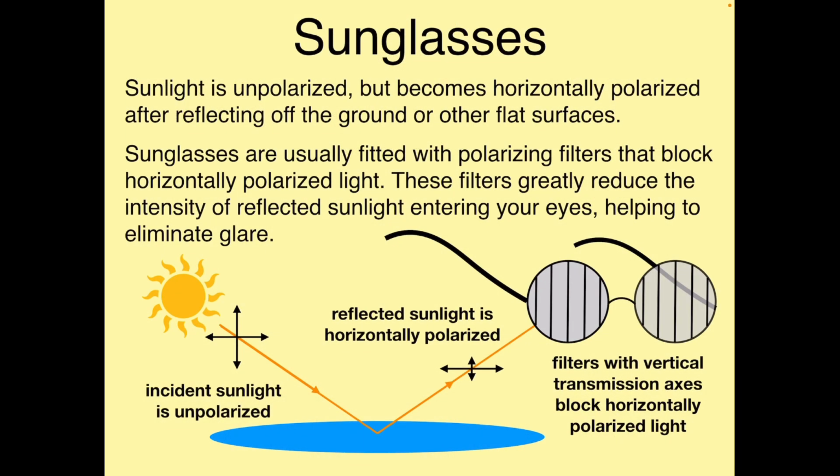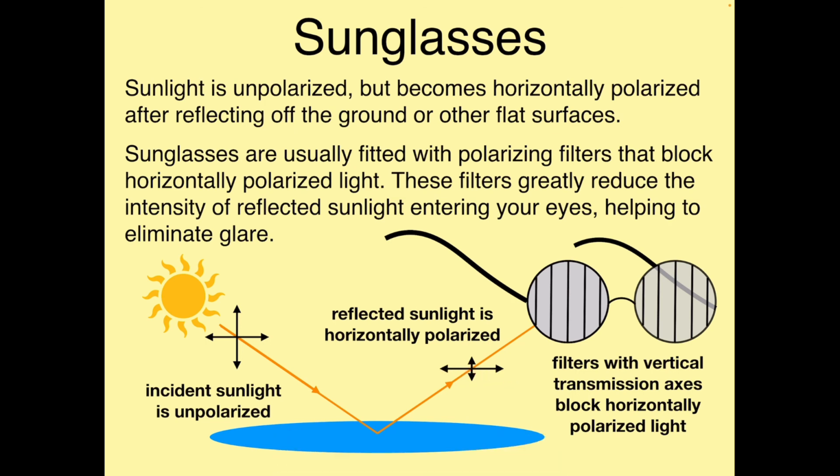Okay, so we can take what we've learned about polarization by reflection to understand how sunglasses work. Now, sunlight, that is light coming directly from the sun, is unpolarized. But if sunlight reflects off of a surface, it can then become polarized. So specifically, if we're talking about a horizontal surface, like the surface of a lake or the ground, after sunlight reflects off the surface, it's going to become horizontally polarized. Remember, it becomes polarized parallel to the surface itself, so it will be horizontally polarized.